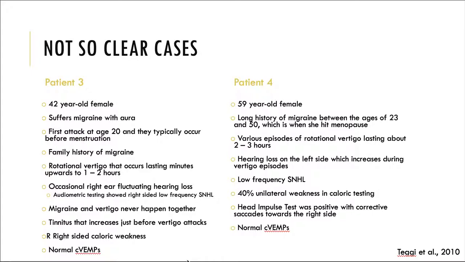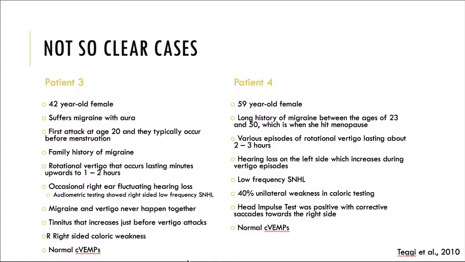She also has migraine and vertigo that never actually happen together. She has tinnitus that increases just before the vertigo attack. She has a right-sided caloric weakness and normal CVEMP testing. So right there, that case, she has both symptoms that would point towards vestibular migraine and symptoms that point to Meniere's disease. And that patient alone just shows you that there is a correlation between the two pathologies and that sometimes they are a bit hard to diagnose between.